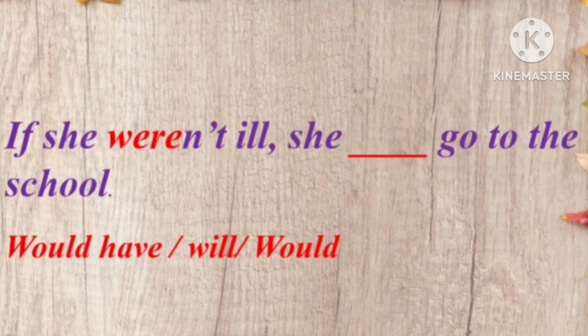If she weren't ill, she dash go to the school. Weren't is in simple past. That's why the options are would have, will, would. I think the option is would. If she weren't ill, she would go to the school.